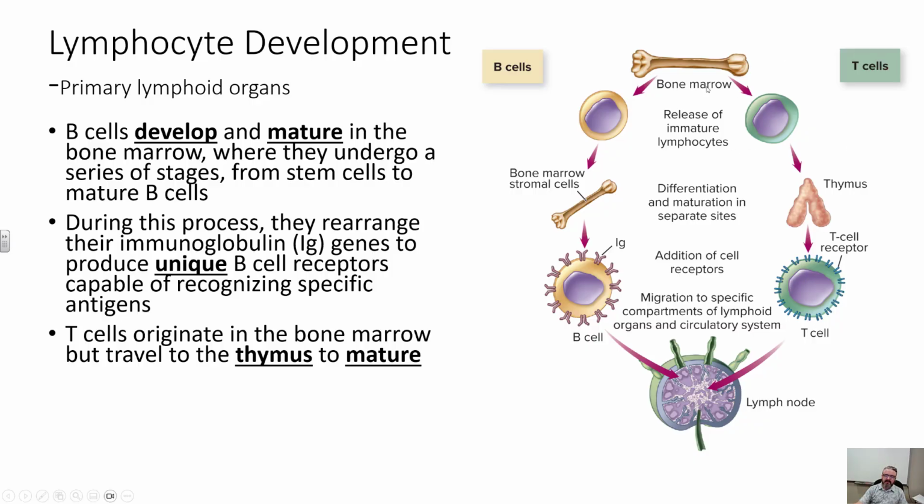Now, when B cells become a B cell, one of the things that happens is they develop almost entirely in the bone marrow. So those lymphocytes that develop entirely in the bone marrow get programmed within that environment to become a B cell. The cells that become T cells begin in the bone marrow, but then they end up migrating to a specific organ in the body called the thymus.